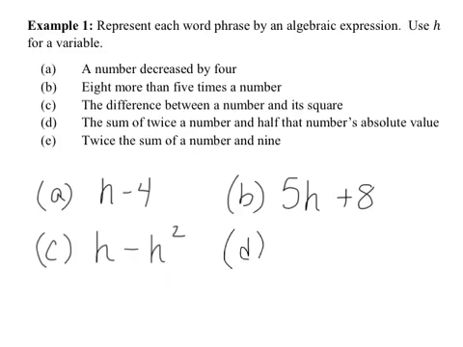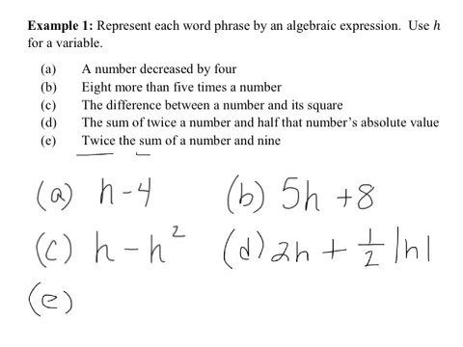The sum of twice a number and half that number's absolute value. In part E, we're going to look at twice the sum of a number and 9. So the sum of a number and 9 is this, but we want twice that, so we have to do this. Twice the sum of a number and 9.